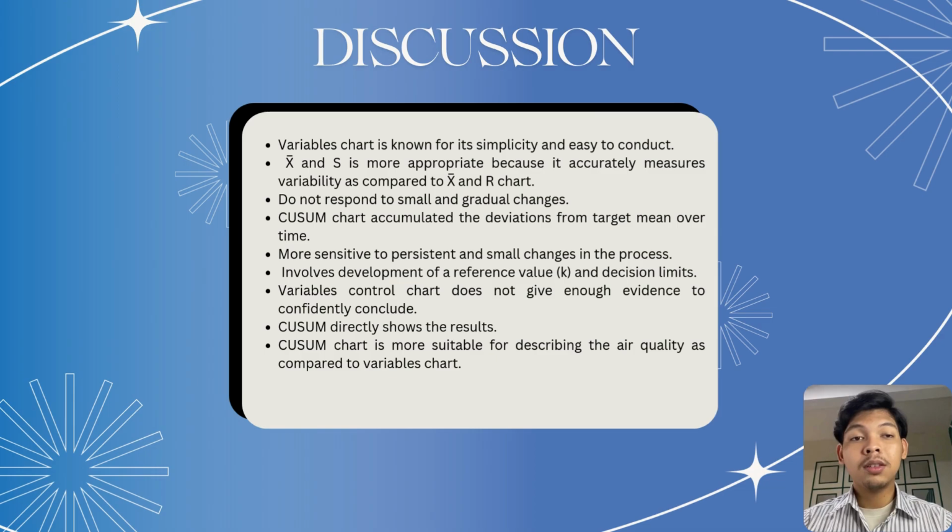For the Q-sum chart, it accumulates the deviations from the target mean over time. It is more sensitive to persistent and small changes in the process, as it involves the development of a reference value K and decision limit H.